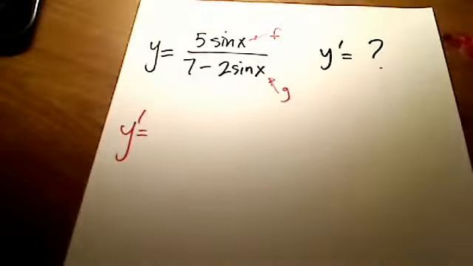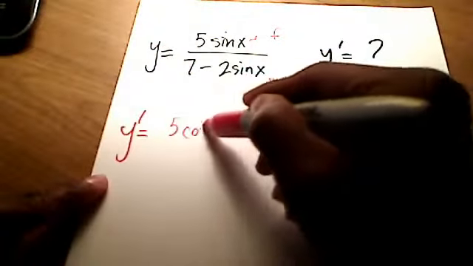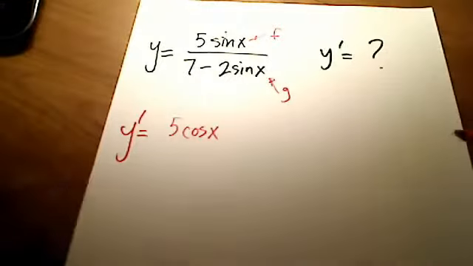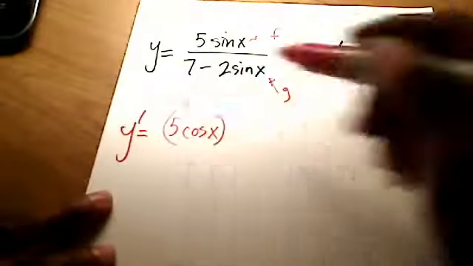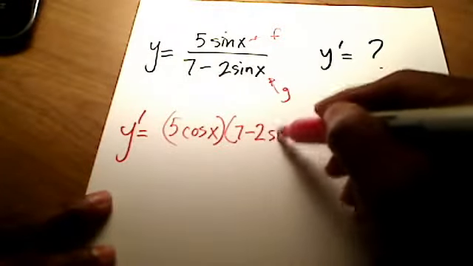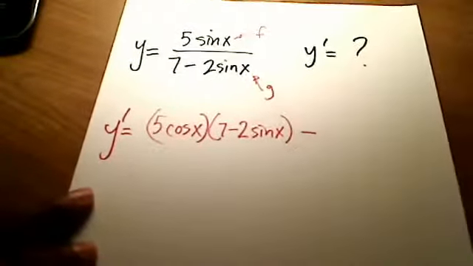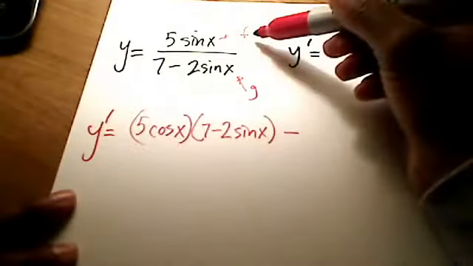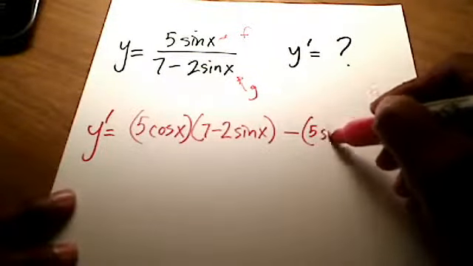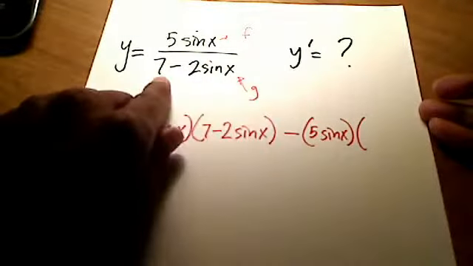The quotient rule says give me the derivative of f, the derivative of that numerator, which is 5 sine x. Well, the derivative of 5 sine x is 5 cosine x. And then that times g, which is my entire denominator, so I'll wrap that in parentheses, 7 minus 2 sine x. Minus f, which is my numerator, times the derivative of g, so times the derivative of all this stuff.